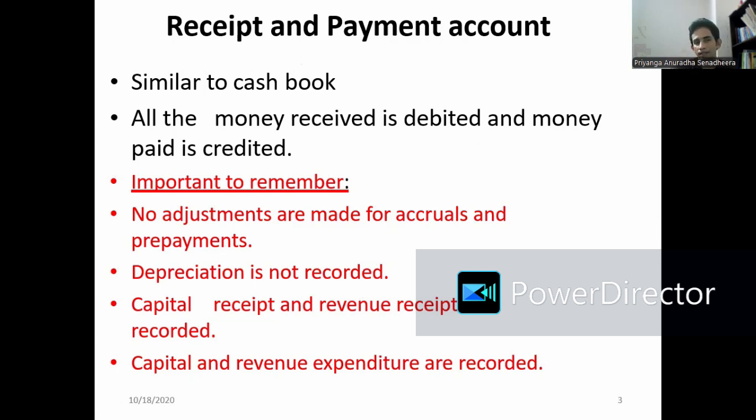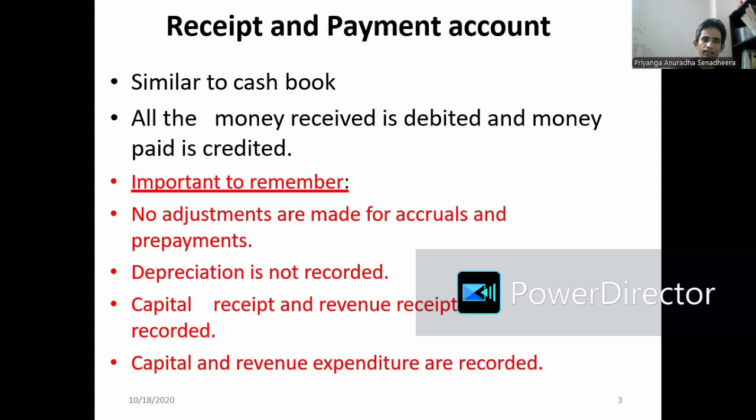Now, the first step is to prepare the receipts and payment account. But if you look at the previous past papers, normally they do not ask you to prepare a receipts and payment account. There are instances, though very few questions, where they ask you to prepare it. In recent papers, I have never observed many questions to prepare a receipts and payment account. Sometimes they give you the receipts and payment account. This is similar to the cash book.